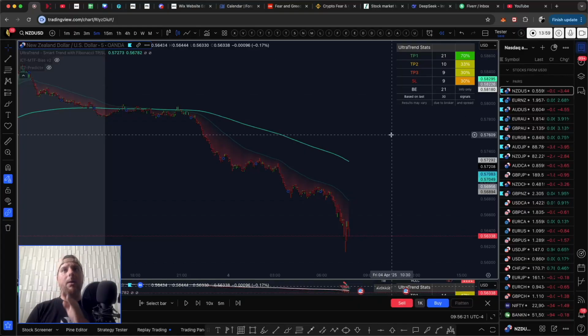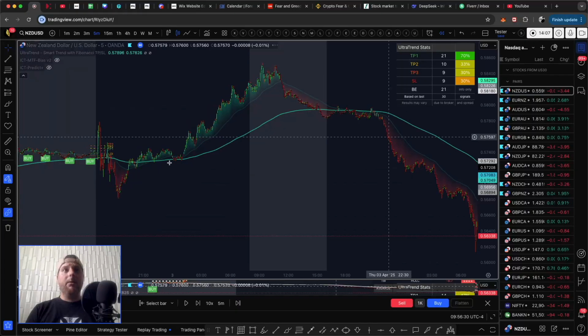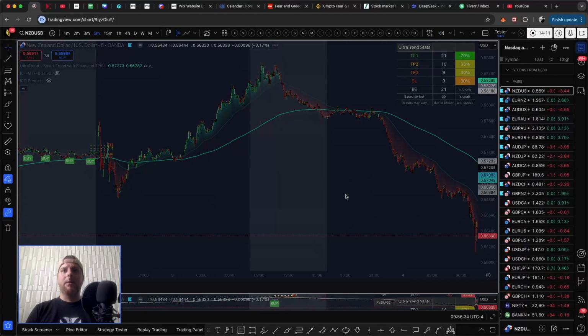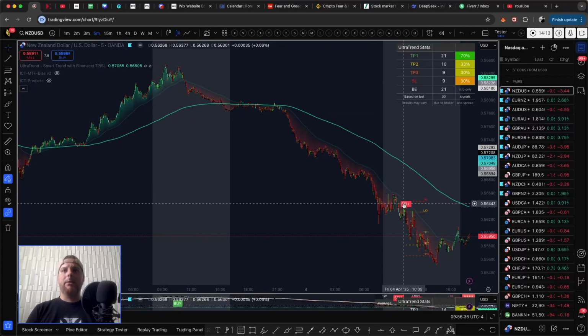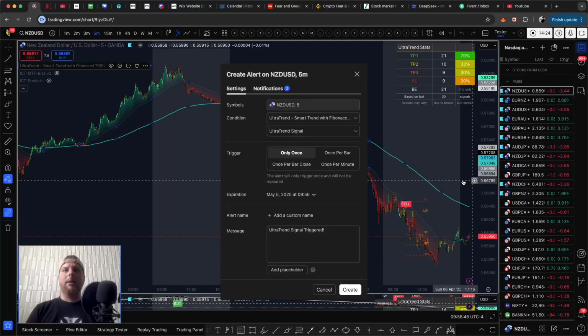And what am I going to do? I'm going to set an alert because I don't have the time to stay in front of this chart watching it, right? So how do I set the alert? I just simply look for the buy or sell signal. By the way, let me do this because I won't be able to add the alert in replay mode. What you're going to do is this: right click on the indicator, and you see add alert on UltraTrend, right? Click there.